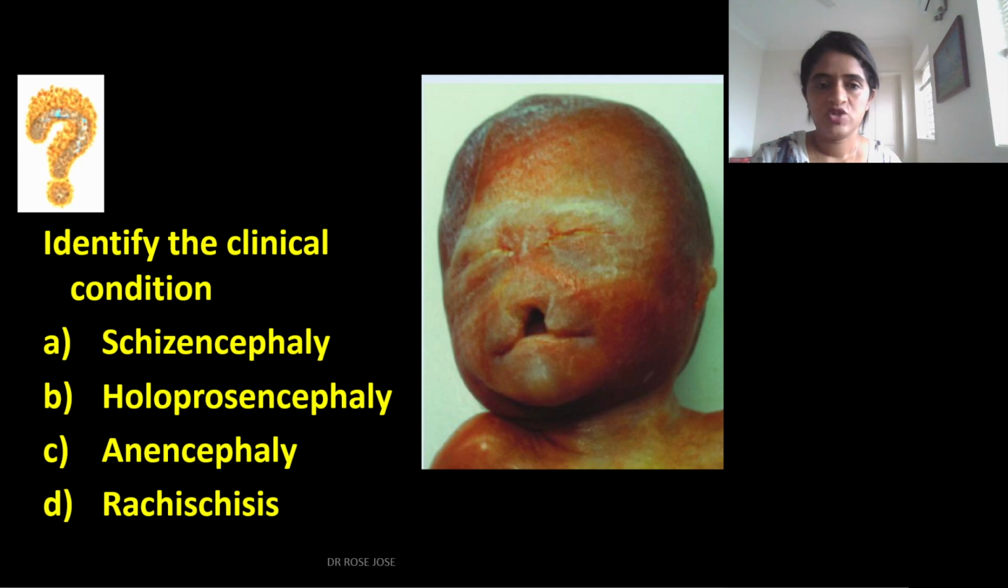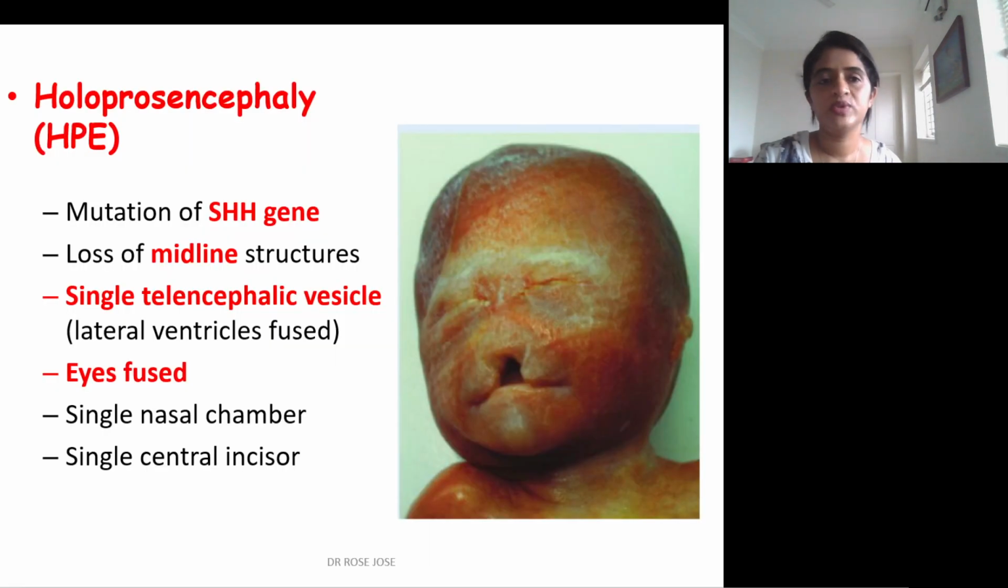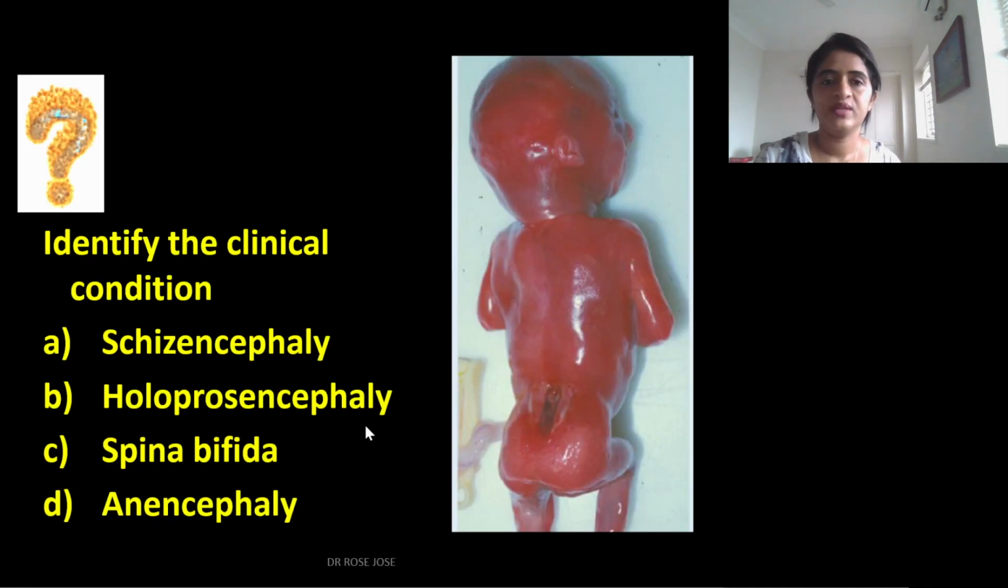Identify the clinical condition. You can see that the eyes are not developed, the nasal region is not developed. So this condition is known as holoprosencephaly. The mutation is in the SHH gene, and when you look at the midline, there is loss of midline structures, and there will be only a single telencephalic vesicle, and as a result the two lateral ventricles will be fused as one. The eyes will be fused, there will be a single nasal chamber, and there will be a single central incisor. These are the features of holoprosencephaly.